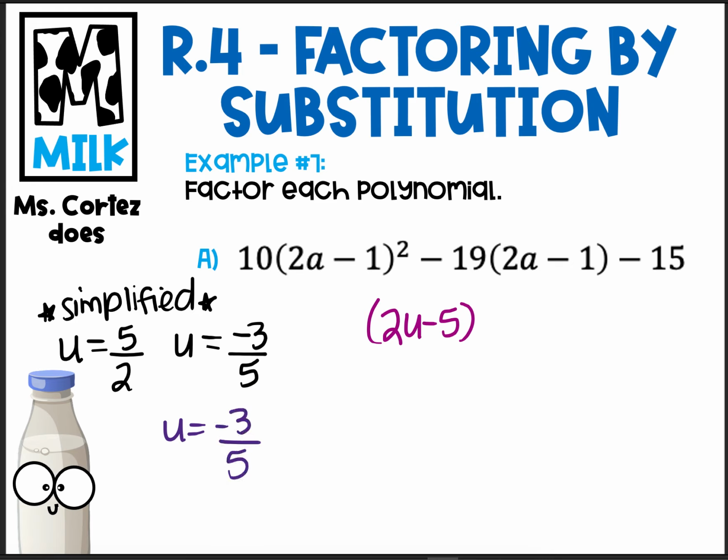Multiply both sides by 5. Add 3 on both sides. Oh, sorry, plus 3, plus 3. Oh, I was trying to skip a step. My second factor looks like it's going to be 5u plus 3.